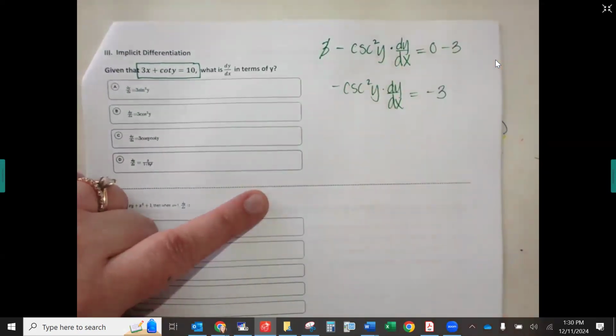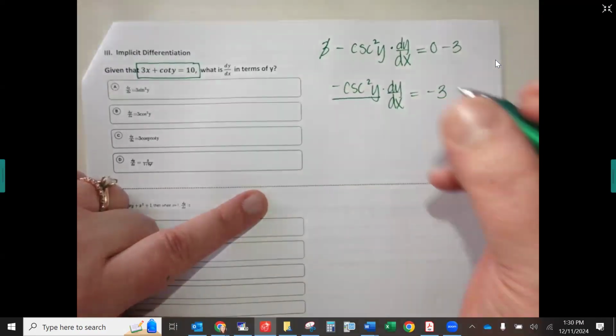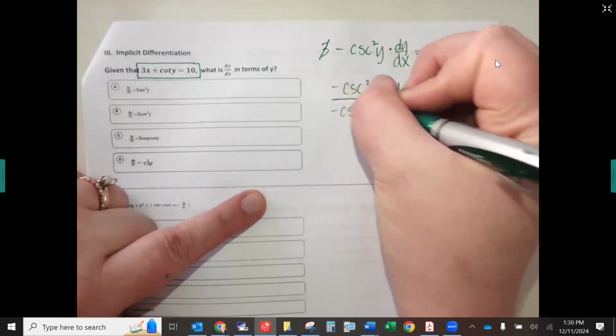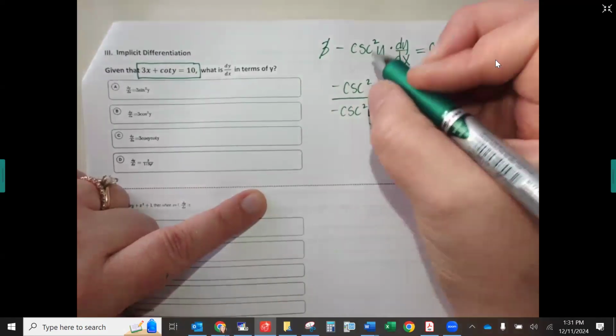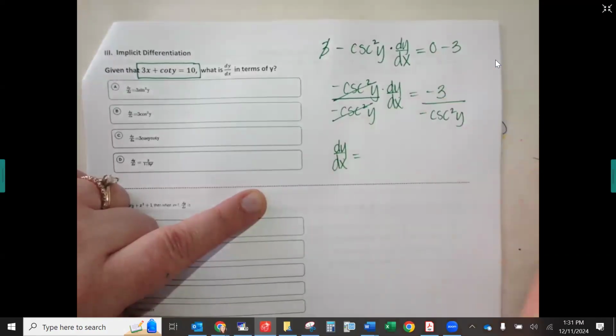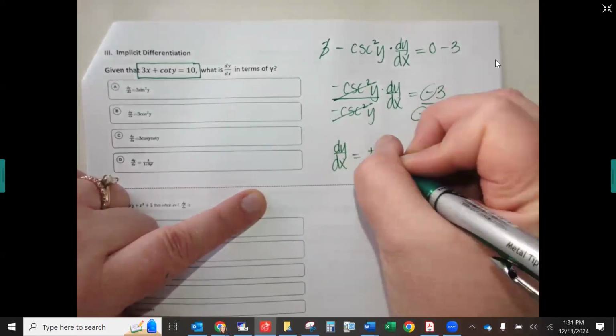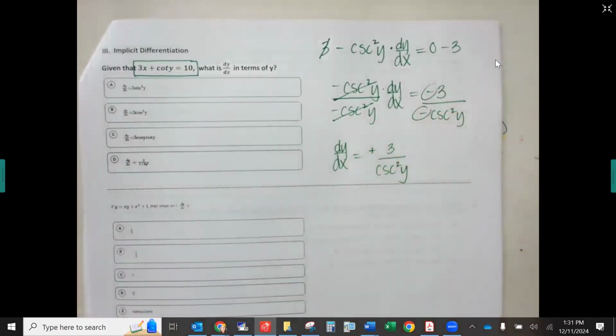And actually, let's just get rid of this whole thing at once. If your dy/dx is multiplied by a negative cosecant squared, let's divide that across to the other side. So we have dy/dx equals, negative over negative is going to turn into a what? 3 over csc squared y. Okay, then little problem. You look at the answer choices. Is that an answer choice? No, but look back on your little sheet.